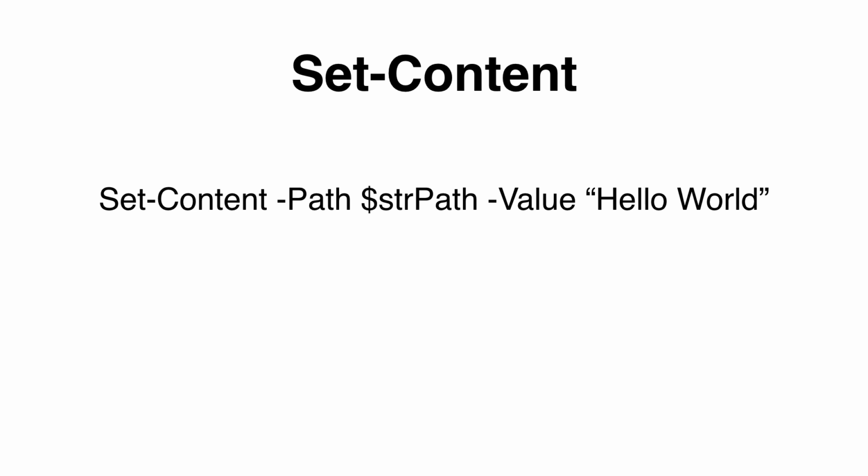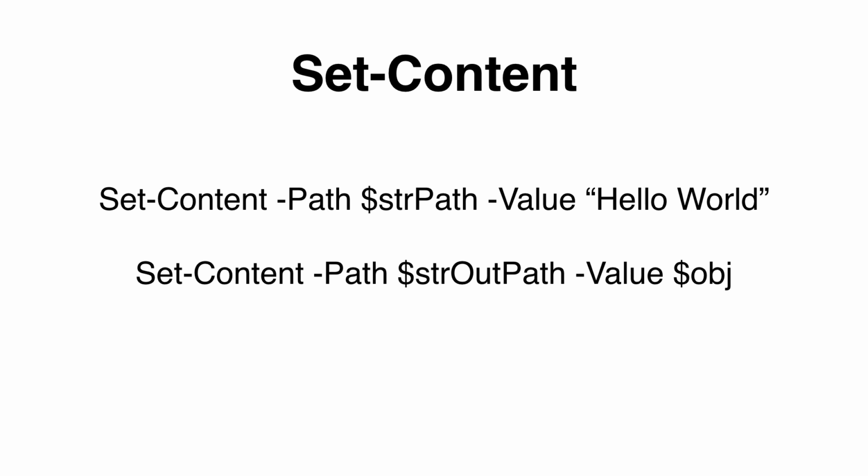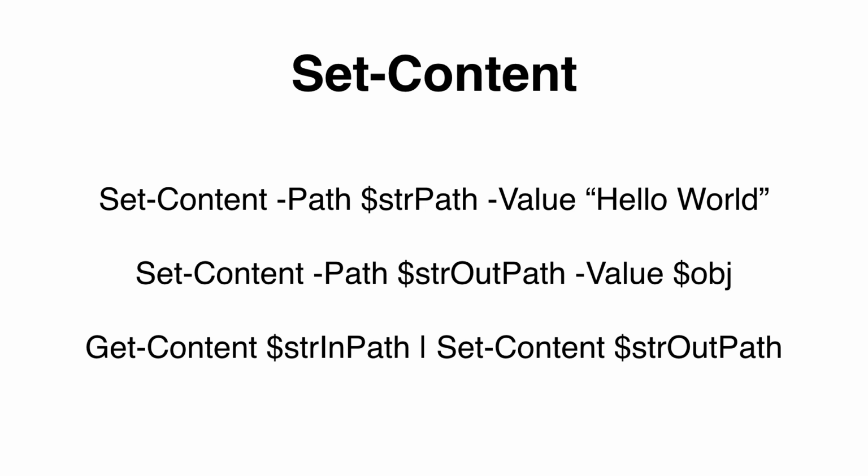To write data to a file, we can use the Set-Content commandlet. We need to specify the path and the value that we would like to write to the file. We can specify a string like hello world to write that to a file. Or we can create an object and then specify the object variable in the Value parameter. Another way to write data to the file is to pipe the command into the Set-Content commandlet and specify the path where we would like to write the file to.